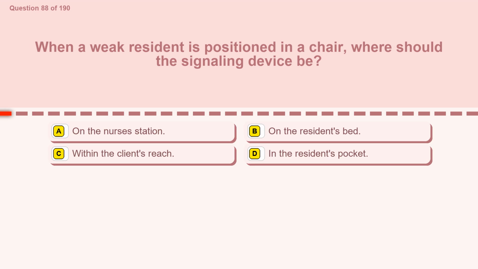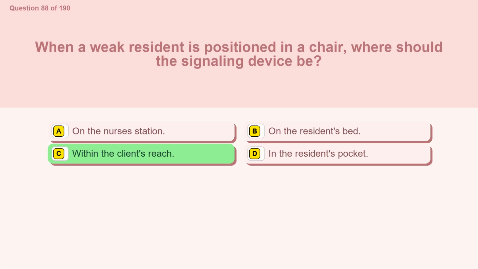Question 88. When a weak resident is positioned in a chair, where should the signaling device be? Option A. On the nurse's station. Option B. On the resident's bed. Option C. Within the client's reach. Option D. In the resident's pocket.